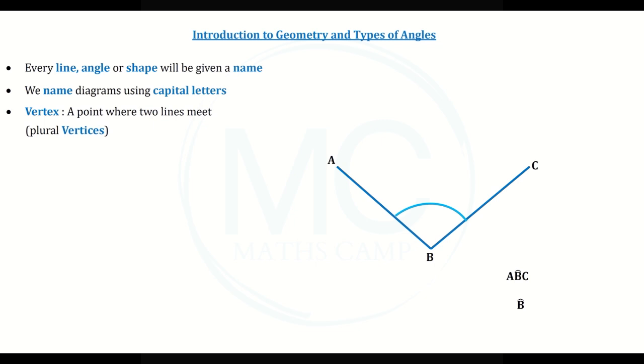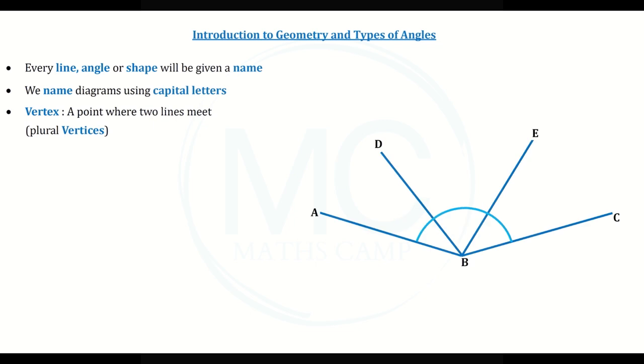The third way is to use a single lowercase letter. So let's call our angle lowercase b. Please just keep in mind that when using lowercase letters, we write them on the diagram inside the angle. So we can write our b over here. This is a very simplistic version of an angle, but you will work more with diagrams that look like this.